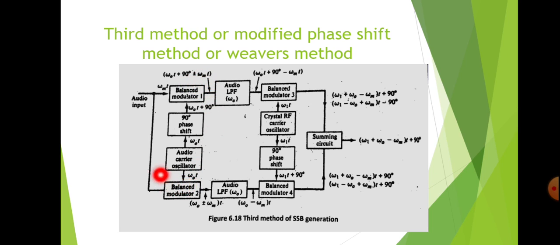Similarly, balanced modulator 2 receives the audio input directly and also receives the carrier signal directly. So at the output there will be a double sideband suppressed carrier signal.